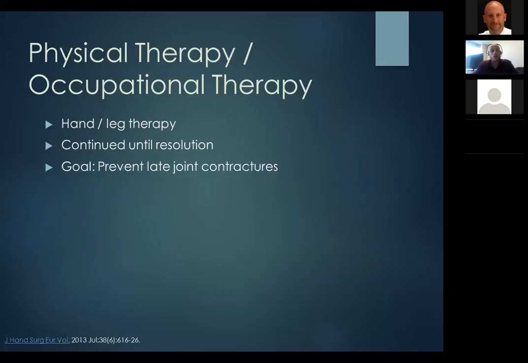So the whole goal of the physical and occupational therapy is to prevent late joint contractures. Essentially, we're trying to prevent that contracture that you see in some of those pictures that I had, where patients' hands become very contracted, their ankles or feet become very contracted, and we're trying to prevent that because that can lead to significant pain also.